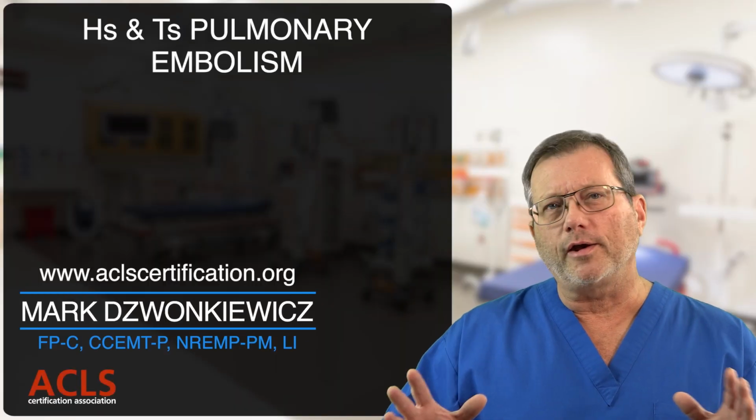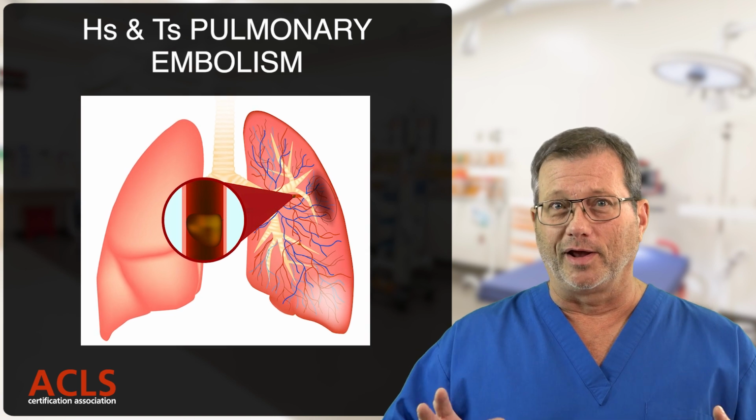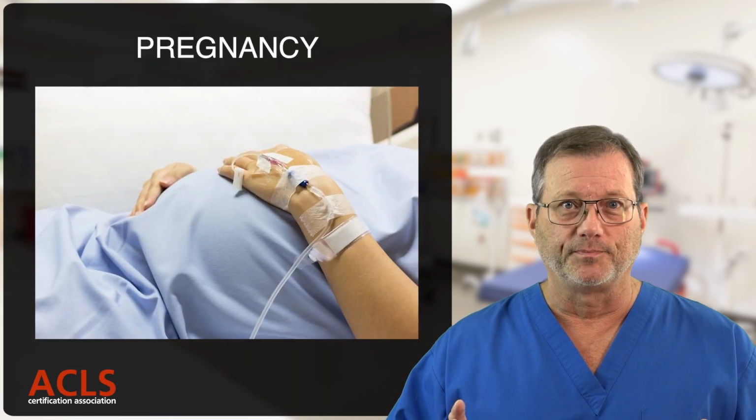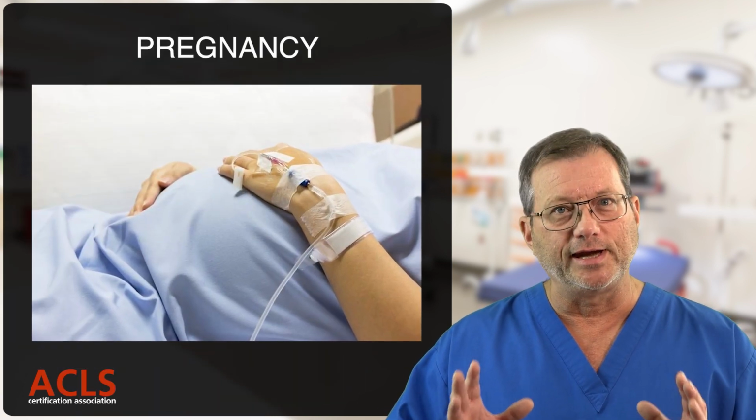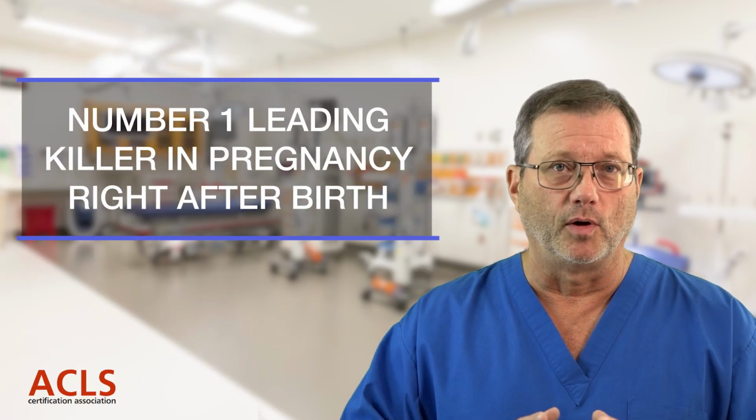So first, what other types of patients are prone to develop pulmonary embolism? Tragically, we see this in pregnancy. And in fact, it's the number one leading killer in pregnancy. Right after the birth, mom could develop a pulmonary embolism. Now, why does this happen?